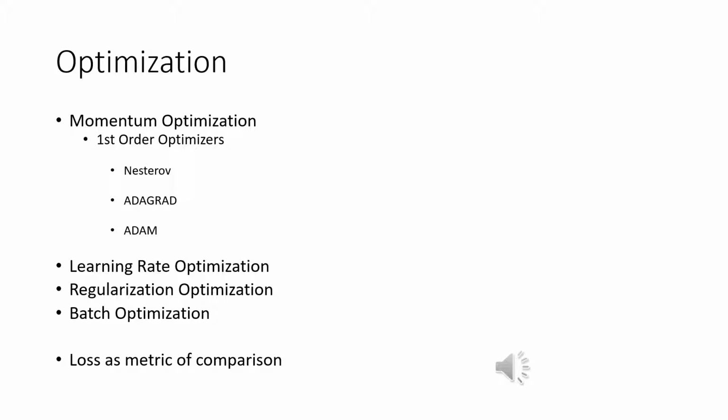But the big idea is that Nesterov is going to have a gambling type of choice that's going to correct, where Adagrad is going to look at previous gradients of single parameters, squaring them, and then using that to make decisions on where it should move. And then Adam is really going to be looking for very flat local minimum spaces. And then within these momentum optimizer classes, we're going to be looking at how the learning rate affects the optimization, regularization affects it, and how batch optimization affects it.